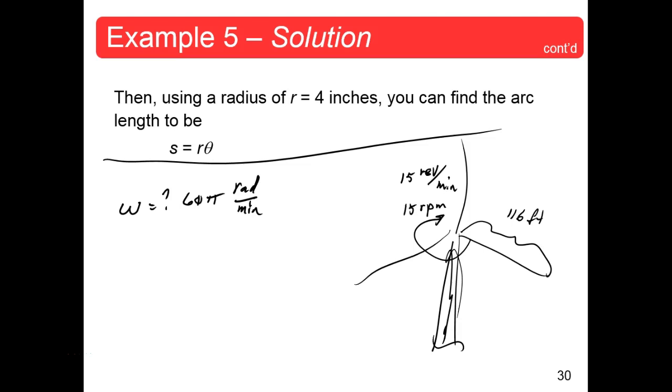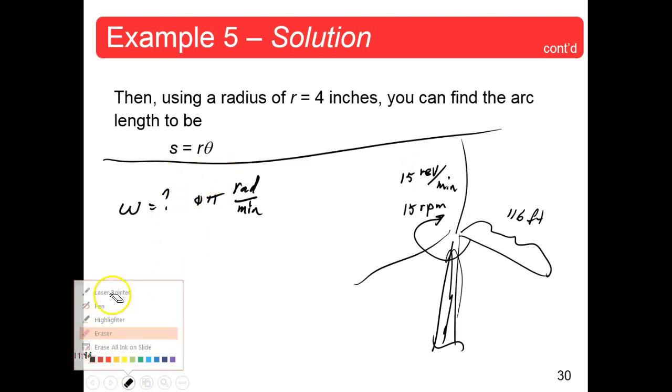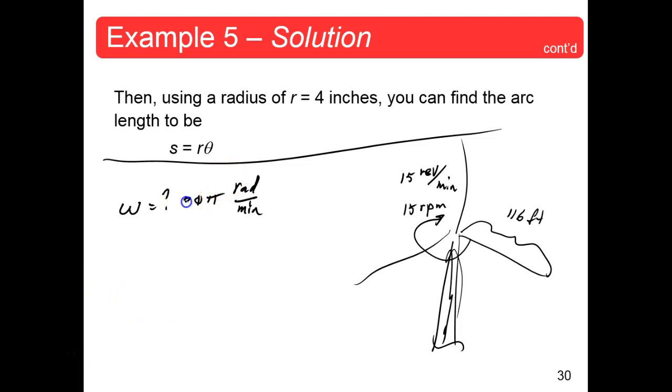Agreed? Wait a minute. No, I can't multiply. I multiplied and then multiplied again. 15 times 2 pi is 30 pi. Duh. 30 pi radians per minute, because 2 pi times 15 is 30 pi. So that's 30 pi radians per minute. That's the A part. The B part is find the linear speed of the tips of the blade.